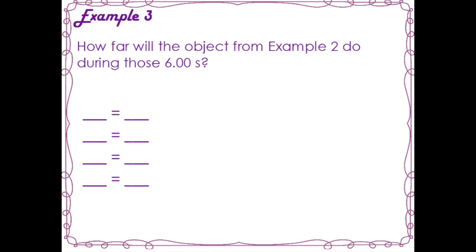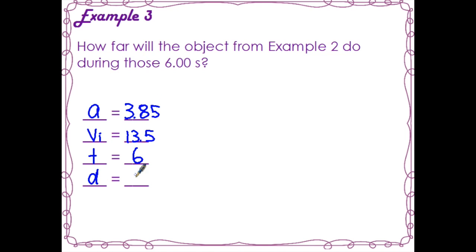Example 3. How far will the object from example 2 go, again, little typo, that should be go, during those 6 seconds? So even though I just found v final, I don't want to use that because I already rounded it a little bit. You want to go back to the original information. So if you look back in example 2, what I was originally given was the acceleration, v initial, and time.